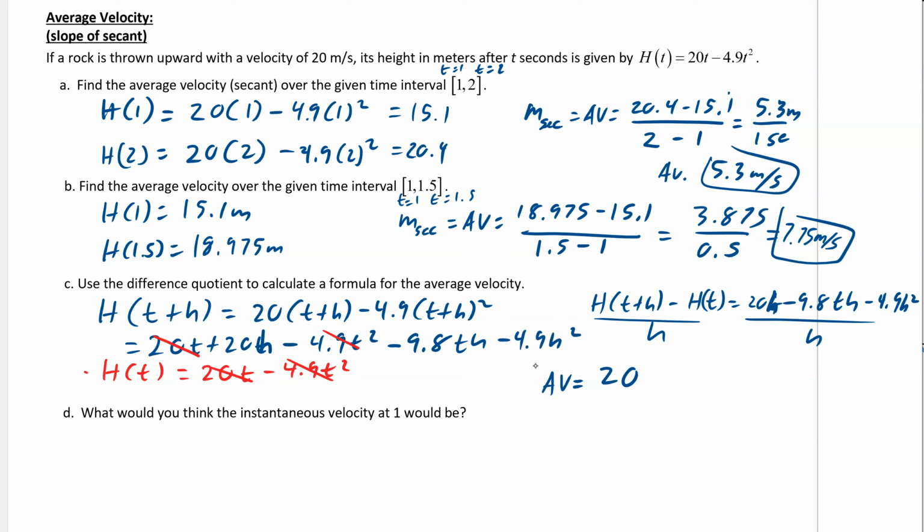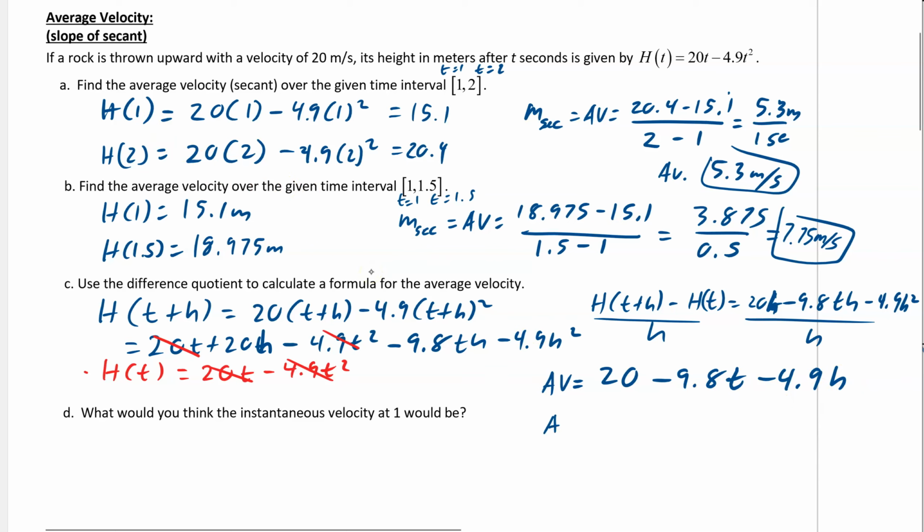So that would be 20 minus 9.8t minus 4.9h. Now I'm just showing you everything there is for these problems so that you have every single question in one. So now we have the average velocity. You have some initial t that you want to find the velocity at, and you have the distance from it, and that will tell you the average velocity. So like our first one, we went from 1 to 2.